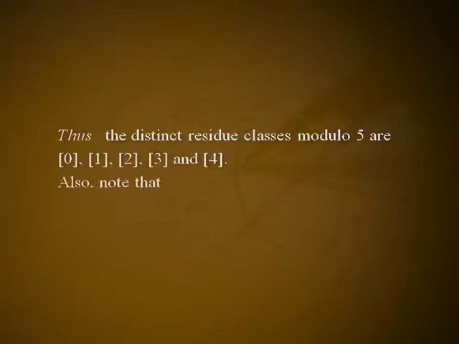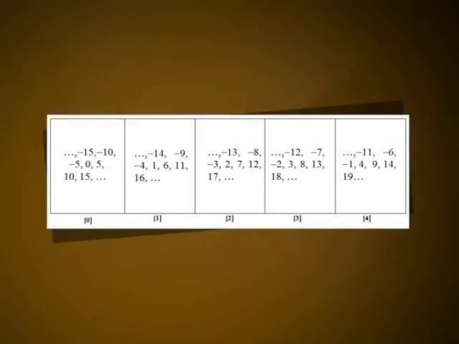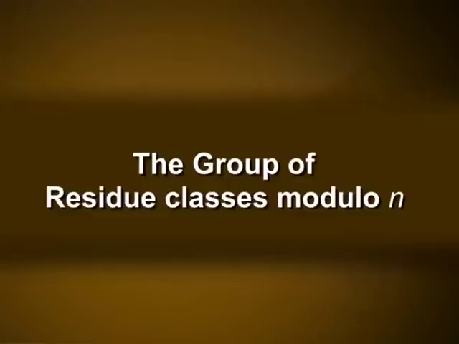Also note that class 0 union class 1 union class 2 union class 3 union class 4 is equal to the set, and class 0 intersection class 1 is equal to the empty set, class 0 intersection class 2 is equal to the empty set, class 1 intersection class 2 is equal to the empty set, etc. Therefore, using Theorem 1, we obtain that class 0, class 1, class 2, class 3 and class 4 partition the set. See figure 1 below.